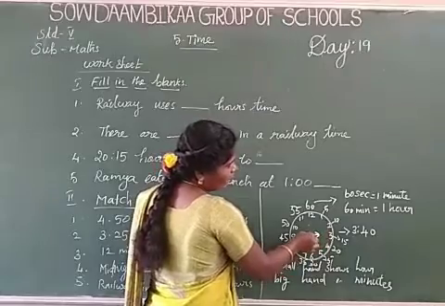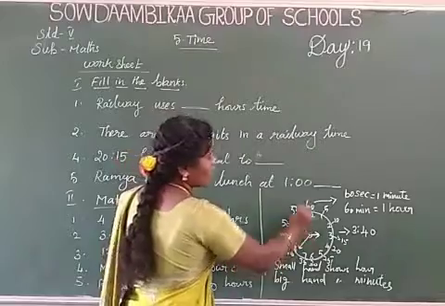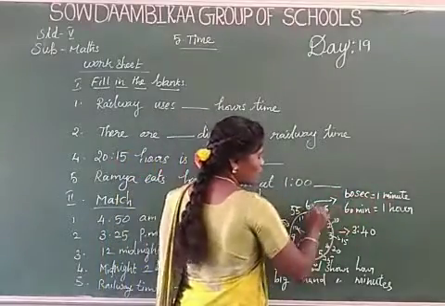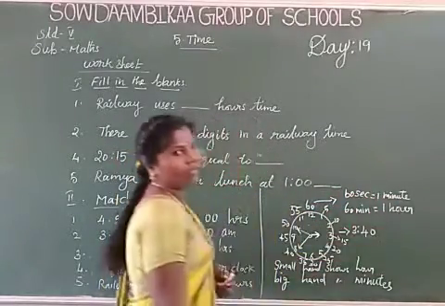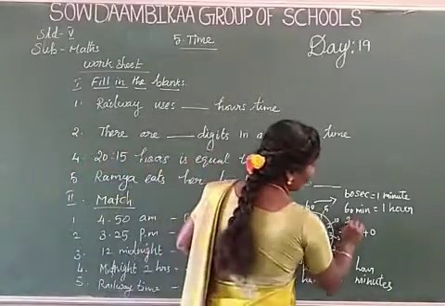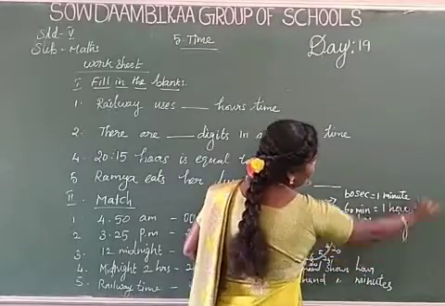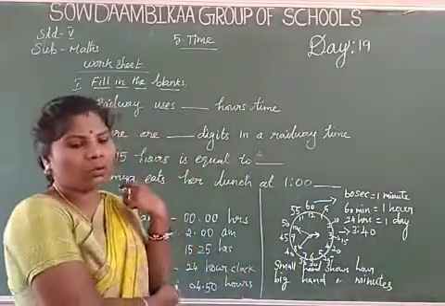Another one, the big hand shows the minutes. 60 seconds is 1 minute. 60 minutes is equal to 1 hour. So 24 hours is equal to 1 day.